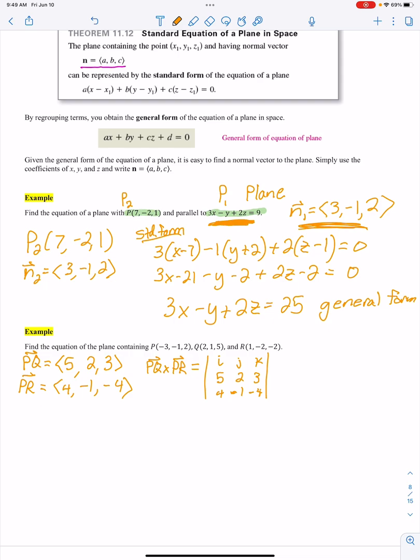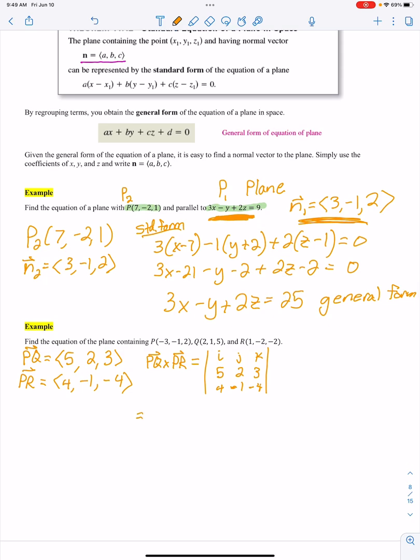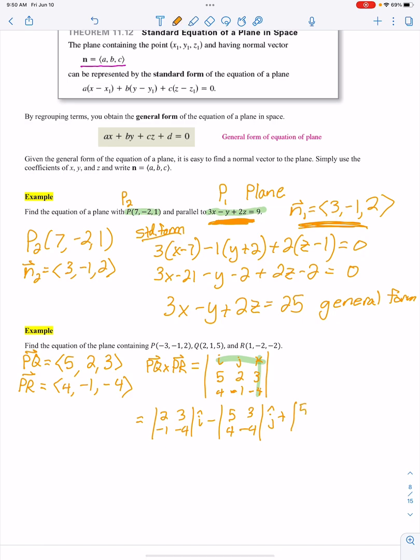All right, so we write this out. I cover up i and that row, and we get 2, negative 1, 3, negative 4, i, minus, okay, I covered the other column up. Cover this column up. Take what we have from there. 5, 4, 3, negative 4, that's j, plus, and then I covered this column up. Take what I have from there. 5, 2, 4, negative 1. I always like to make sure I didn't write anything down twice. That's how I can tell I did my columns correctly, hopefully.